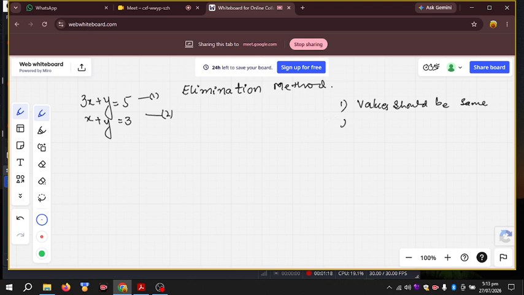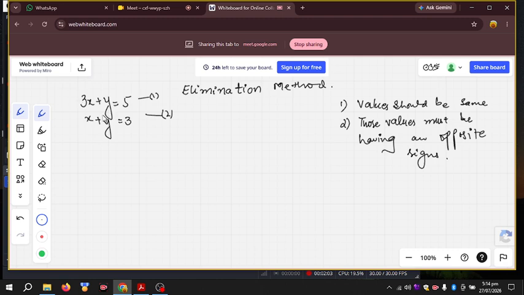The other thing is, the values should be the same, and they must have an opposite sign. Opposite sign means that one should have a positive sign and the other a negative sign, then you can eliminate that value, right? Because, as I've told you, in the elimination method we eliminate the variable. So to eliminate the variable you need to keep in mind these two things: the values should be the same and they must have opposite signs.